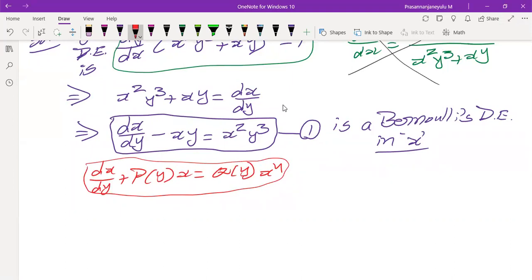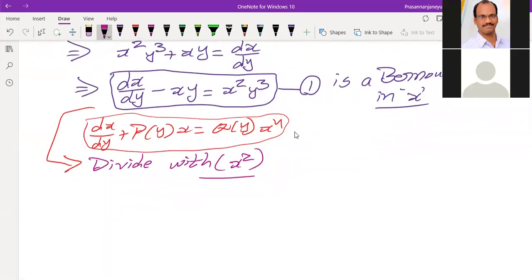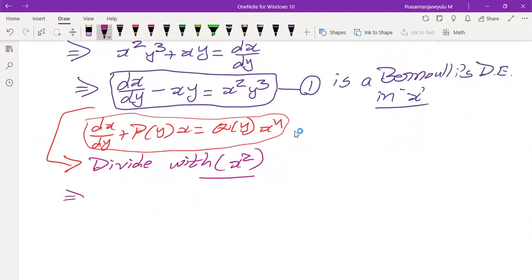So from this equation, what we have to do is divide with x square on both sides. Divide equation 1 with x square. Then we'll get 1 by x square into dx by dy minus, I'm writing the direct step, y into x by x square. What is x by x square? 1 by x is equals to y cube into x square by x square, which is y cube. So now this is the equation I get.